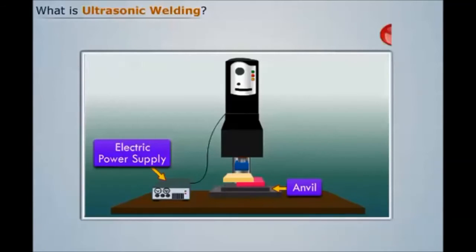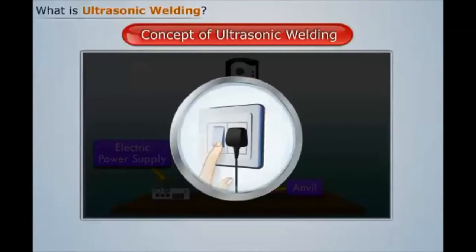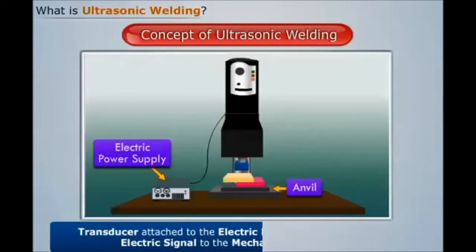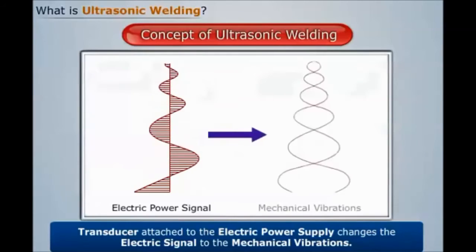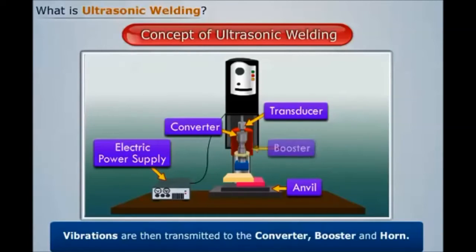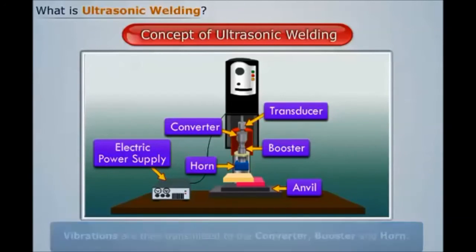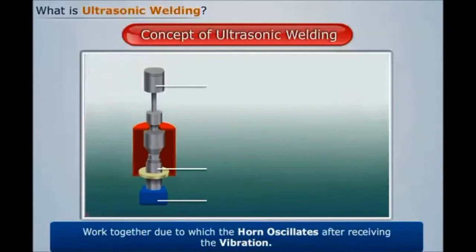Now let's understand how the welding process is carried out. First, switch on the electric power supply. We see that the transducer attached to the electric power supply changes the electric signal to mechanical vibrations. These vibrations are then transmitted to the converter, booster and horn. All of these then work together, due to which the horn oscillates after receiving the vibration.